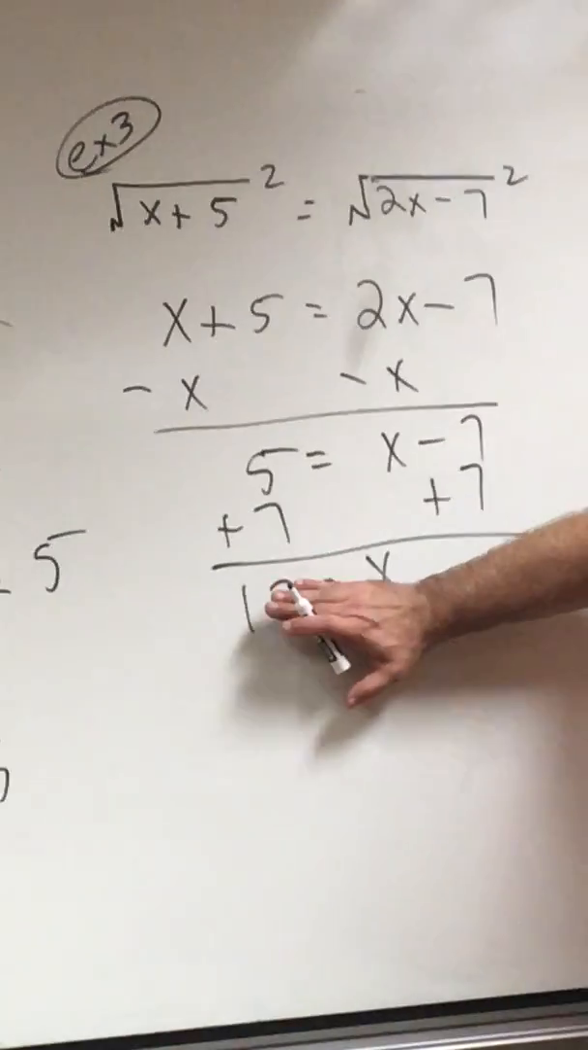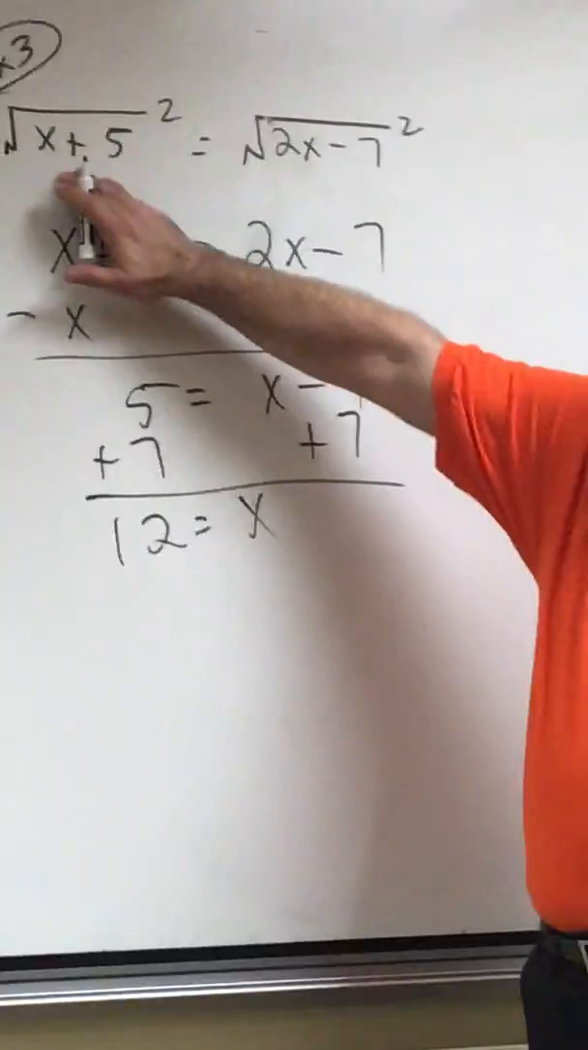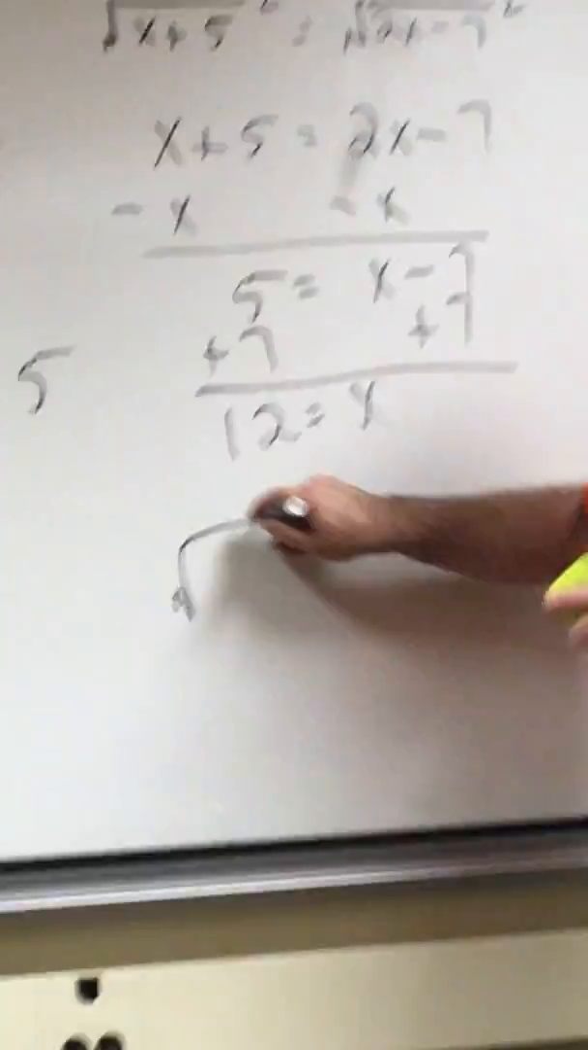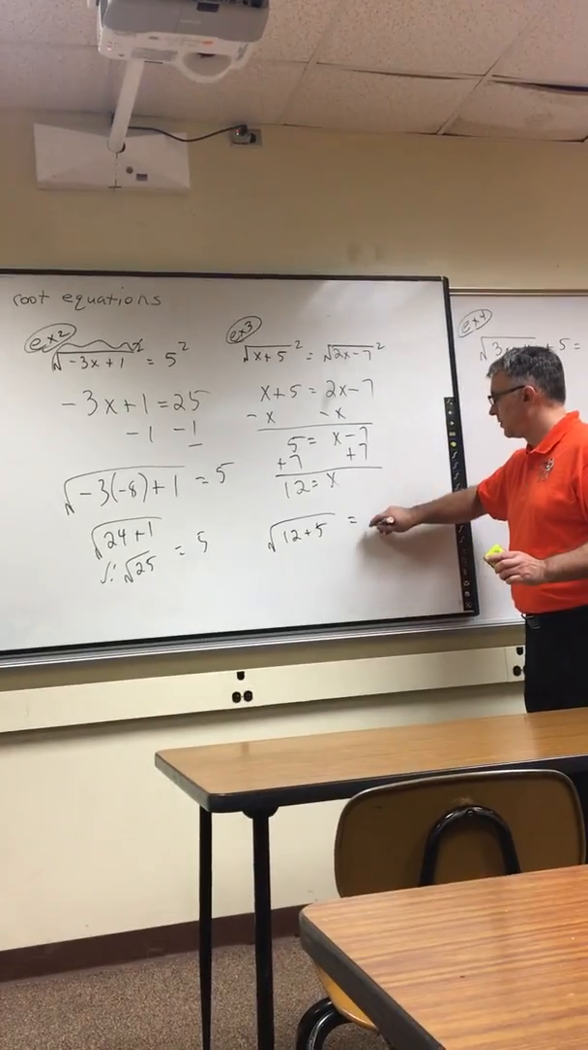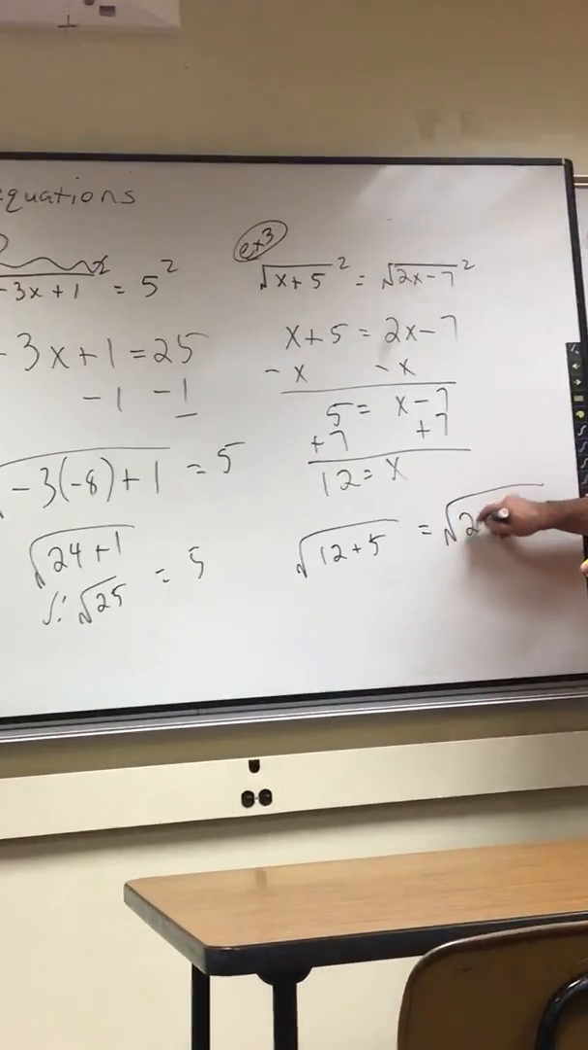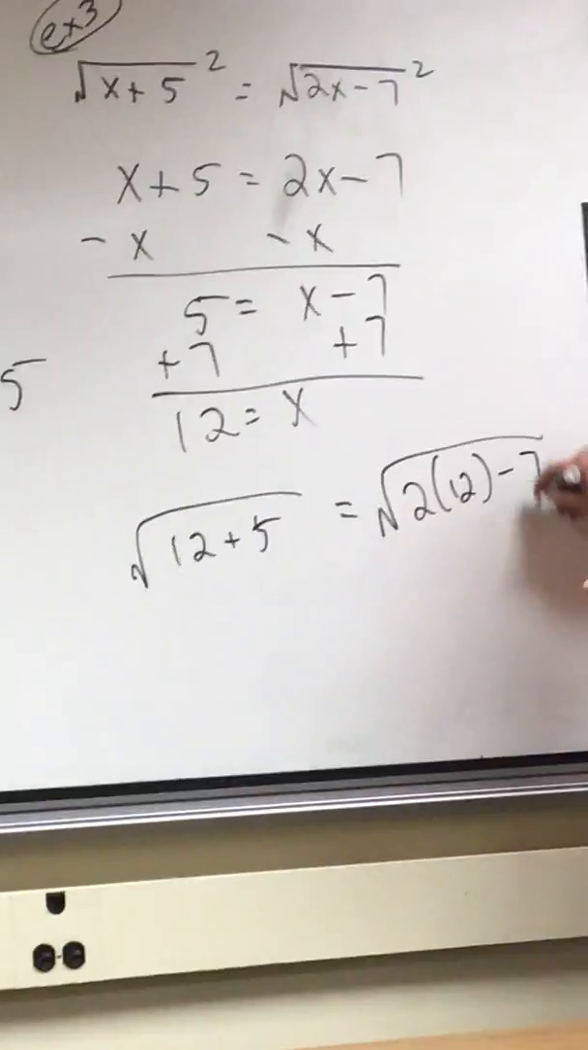Take that 12, put it in for both of them. So the square root of 12 plus 5 equals the square root of 2 times 12 minus 7.